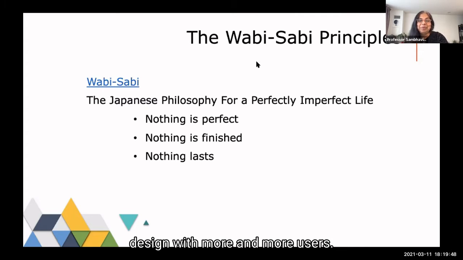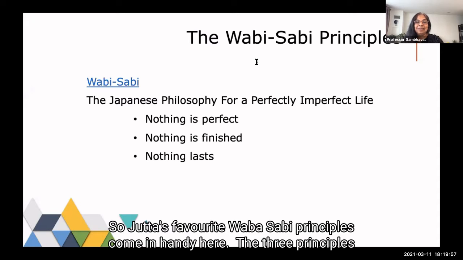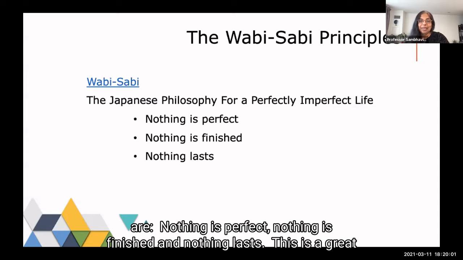So Utah's favorite wabi-sabi principles come in handy here. The three principles are: nothing is perfect, nothing is finished, and nothing lasts. This is a great philosophy for life, I would say, and I live by it.